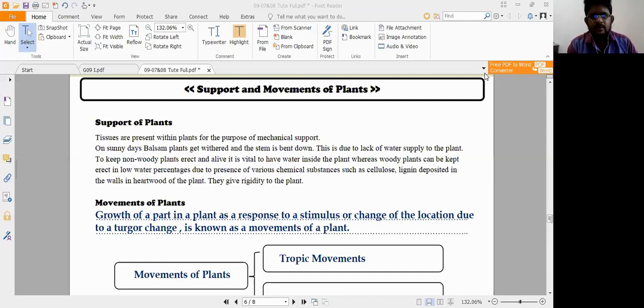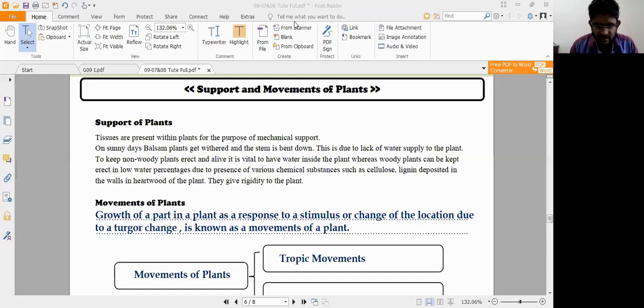Okay. So, how do you define the movements of plants? Growth of a part in a plant as a response to a stimulus or change of location due to a turgor change is known as movements of plants. Right. What is this turgor change?